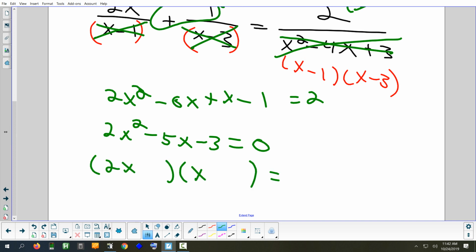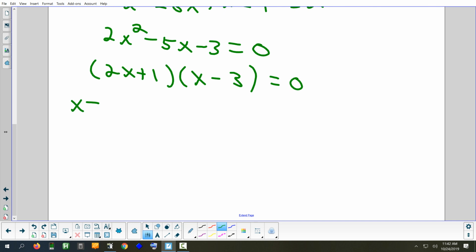So, 2x and x. Two numbers that multiply to give me 3. So 2x plus 1 times x minus 3. Okay, let's try it. That's good. It works. That's 2x squared, minus 6 plus 1 is minus 5. And yep, perfect. What would make the first factor 0? Negative half. And the second factor? 3.